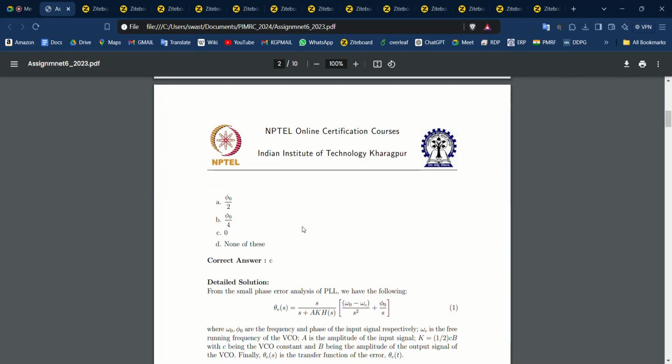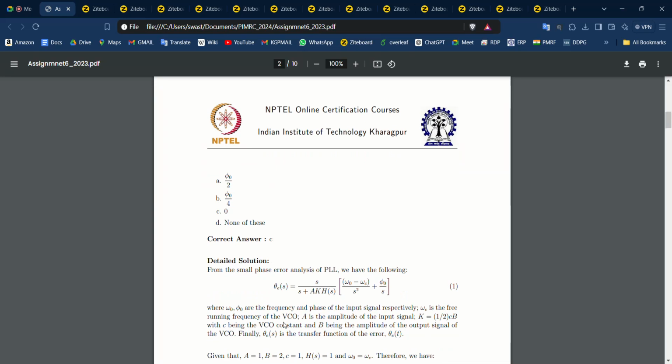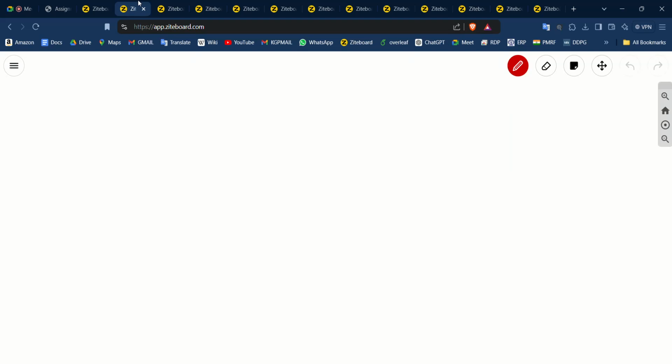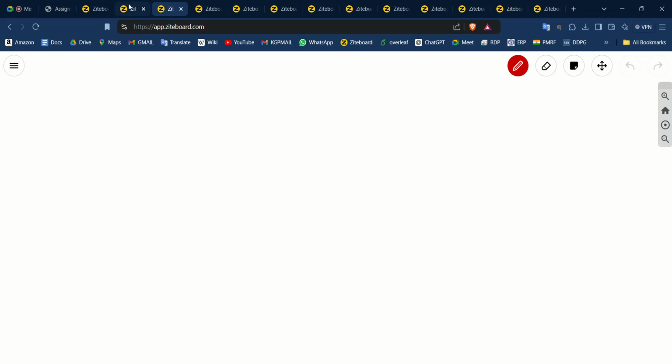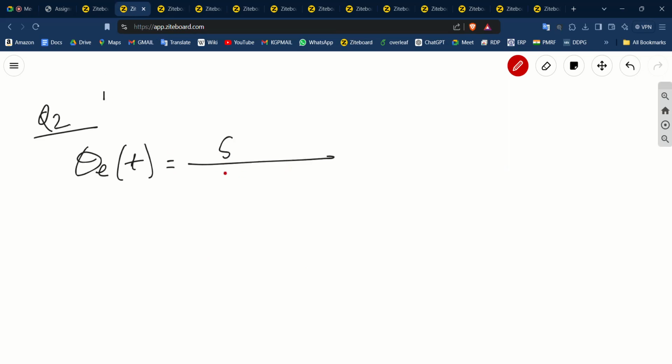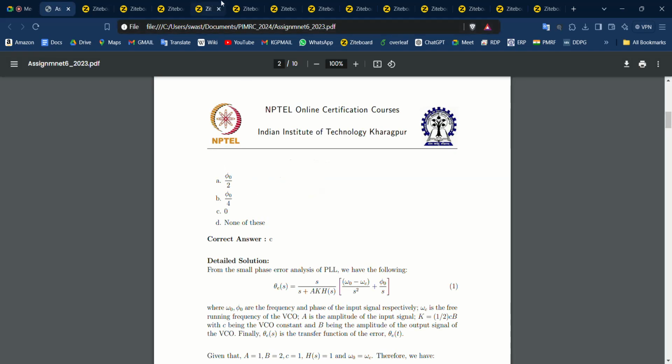So this one needs the transfer function analysis. So here we can see that the small phase error of a phase lock loop is basically the second order system. So theta_e(s) equals s by s plus AKH(s) into (omega naught minus omega c) by s square plus phi naught by s.